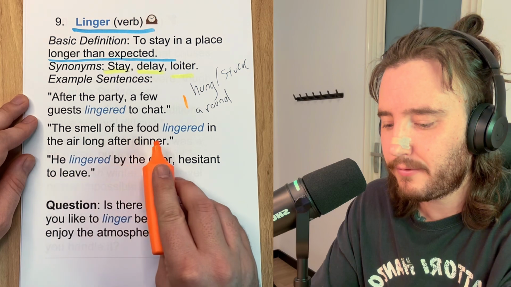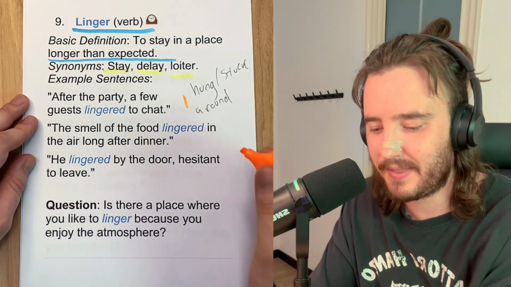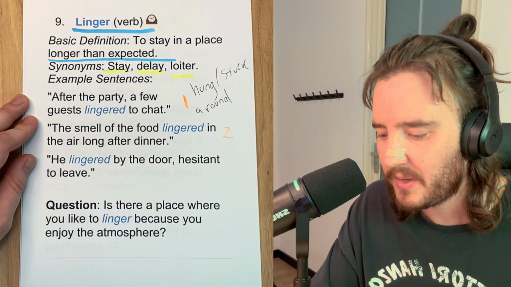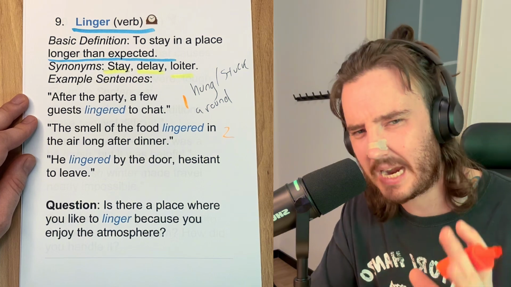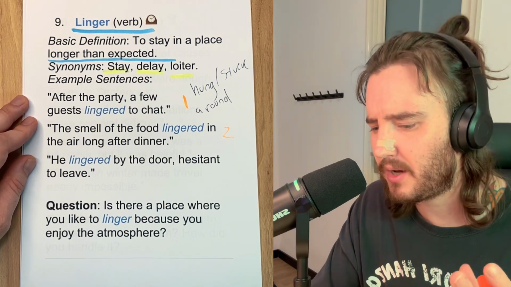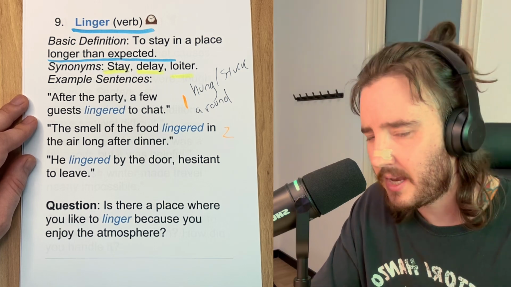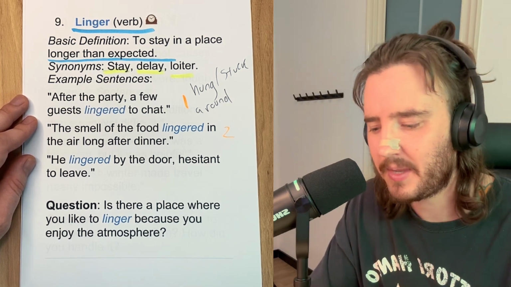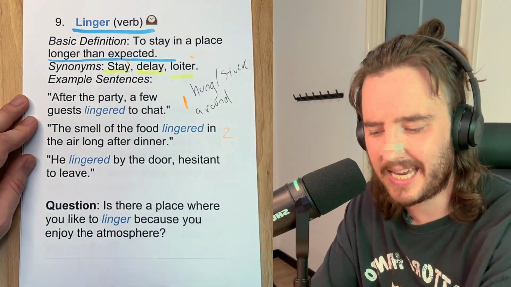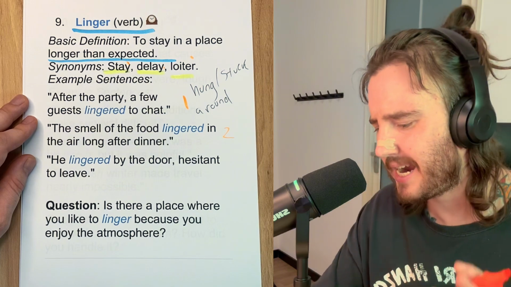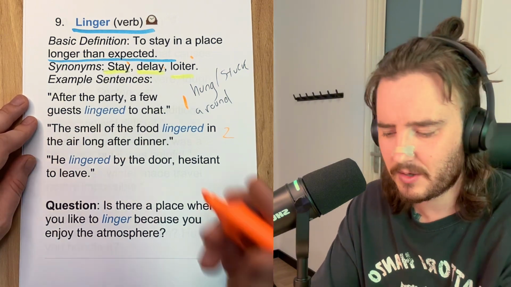The smell of the food lingered in the air long after dinner. That's sentence number 2 here. So yeah, the smell of the food, it must have been really fragrant. It must have smelled really strong, really good, right? Because that smell lingered in the air. It stayed in the air. We can't say it loitered or delayed in the air. So be a little careful with these synonyms, okay? They're not perfect synonyms.